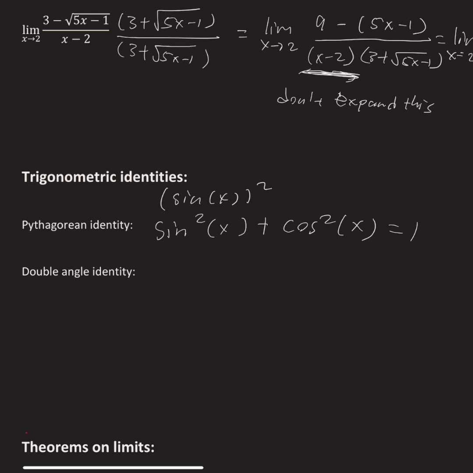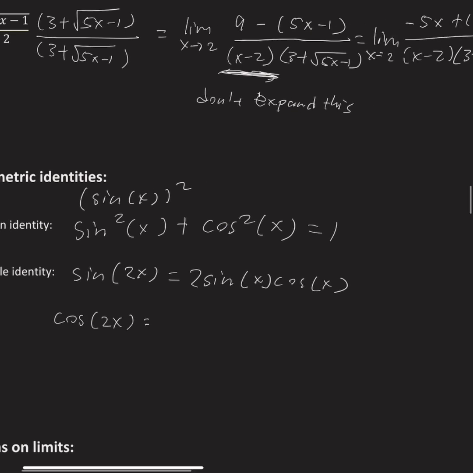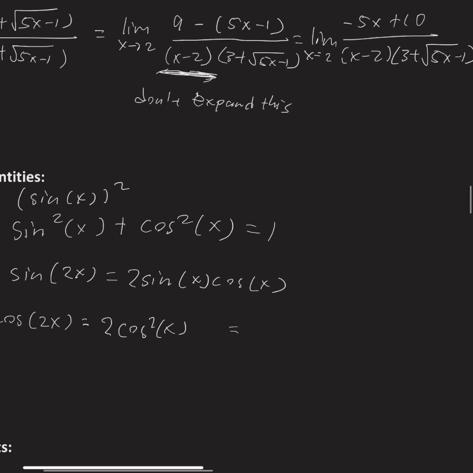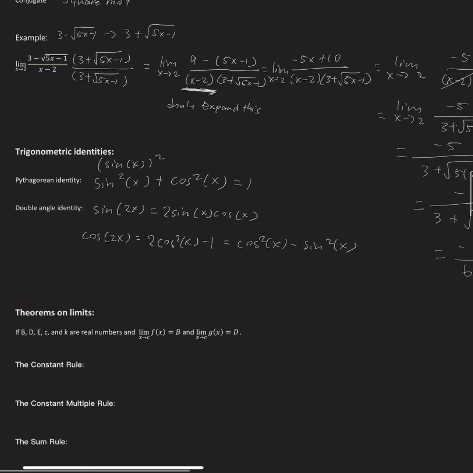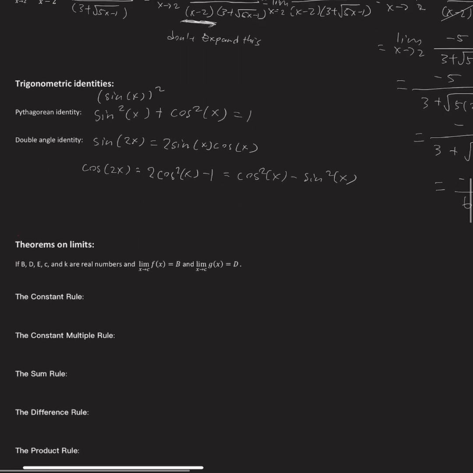And the double angle identity for sine of 2x is equal to 2 times sine of x times cosine of x. And cosine of 2x is equal to 2 cosine squared of x minus 1. It's also equal to cosine squared of x minus sine squared of x. Okay, now we know this. Let's solve a problem.